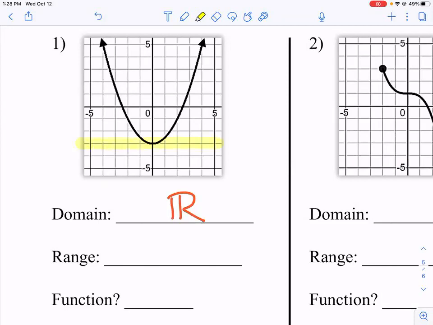So notice how at this point and above, I have y values. So I have nothing down here, but starting at, is this -3? We have something, and then I'll always have y values up here. So we're going to describe this as y is greater than or equal to -3. Yes, is this a function? Yeah, it is. It passes that vertical line test. We're good.